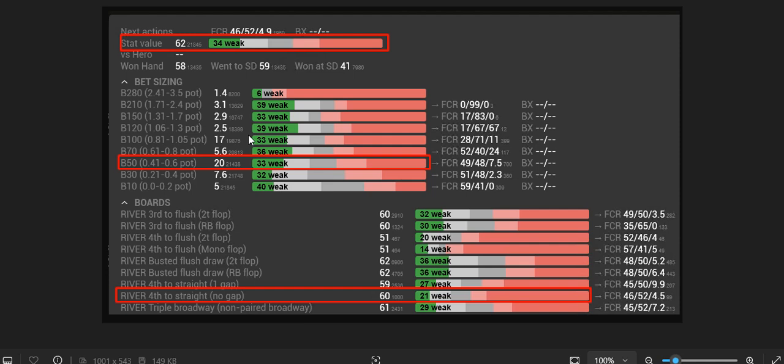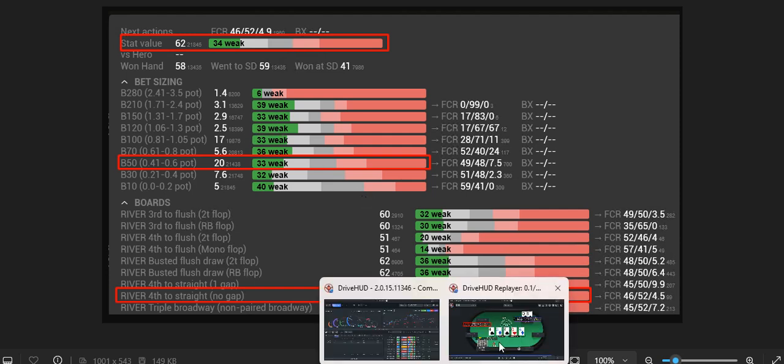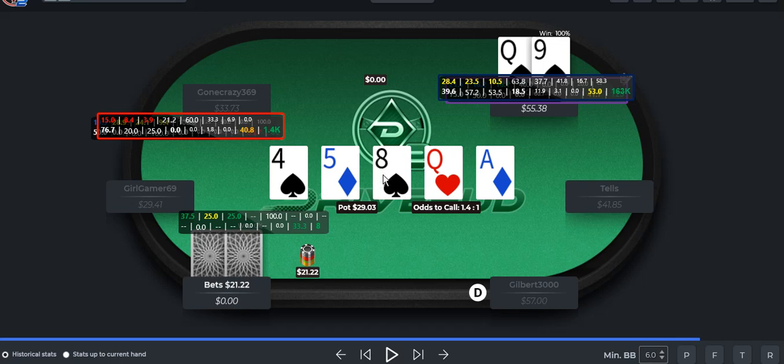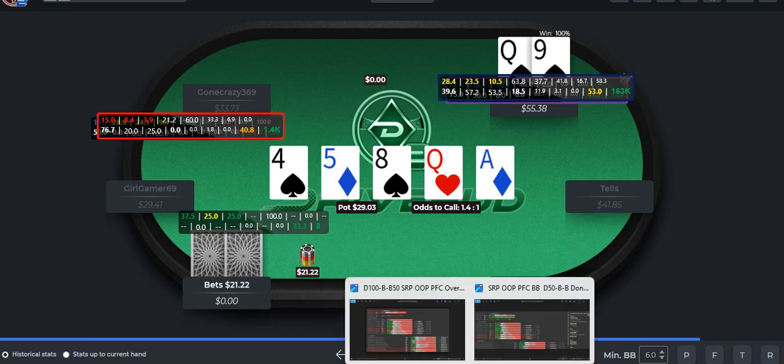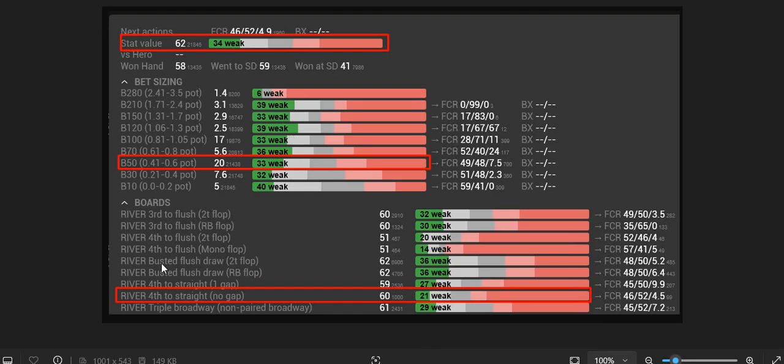Okay, but what can we notice? Well, let's look at some data points. We're going to look at the missed flush draw data point first. Here we see river busted flush draw is 36 week, right? The aggregate is 34 week. So that means busted flush draws are weaker than the aggregate, okay? So that is one data point for us to call.